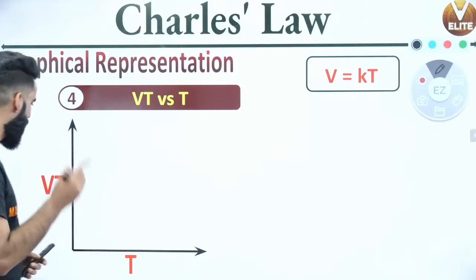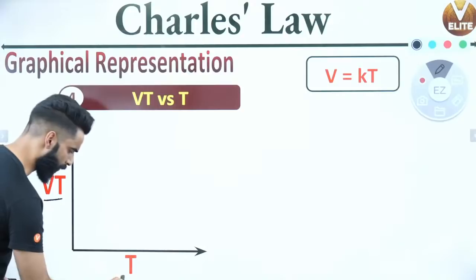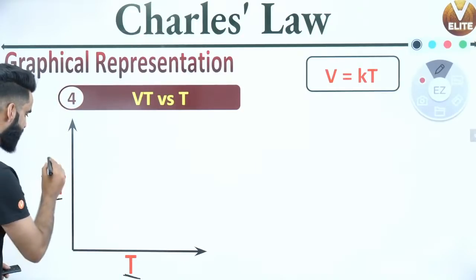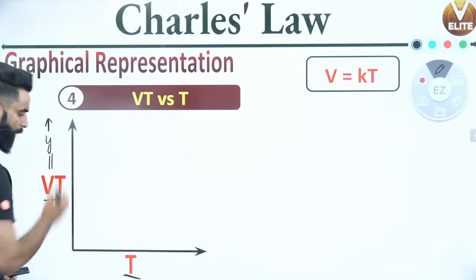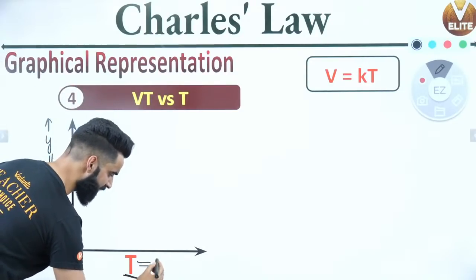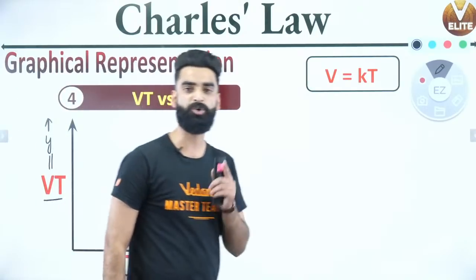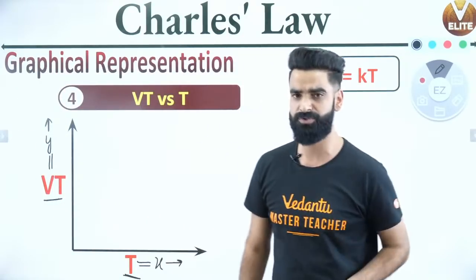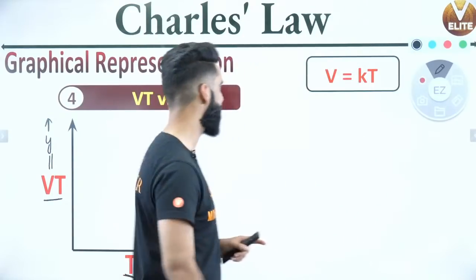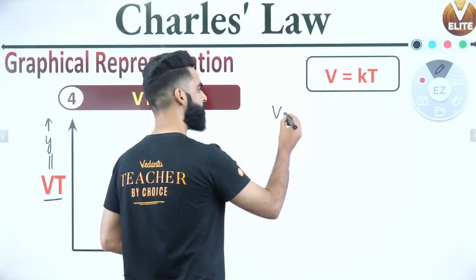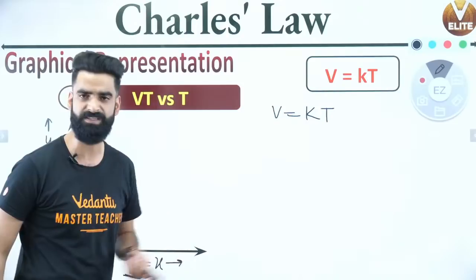Now what am I supposed to do? I'm supposed to plot a curve between VT versus T. This VT I'm plotting along the y-axis, and this temperature I'm plotting along the x-axis, correct? In order to make any curve, I am supposed to use the basic equation, and the basic equation of the Charles law, we already know, is V is equal to KT. This is my basic equation.